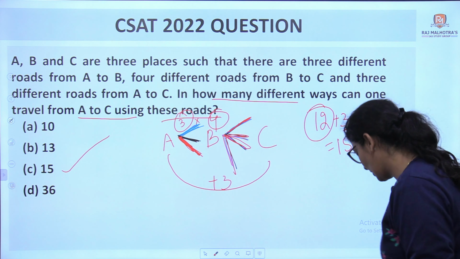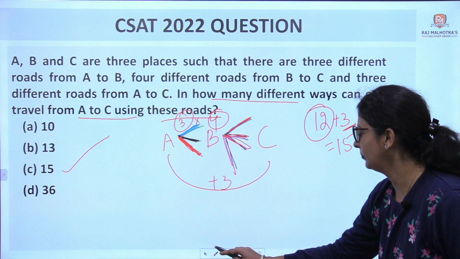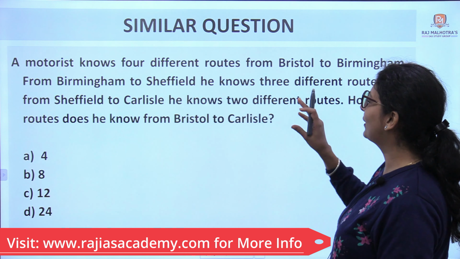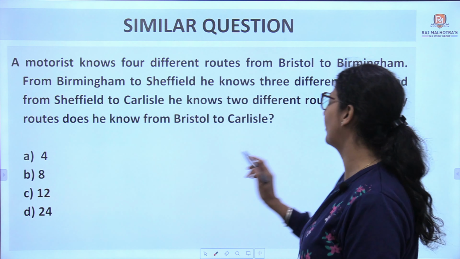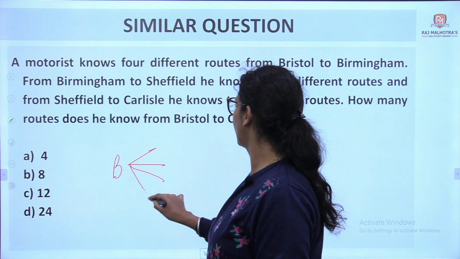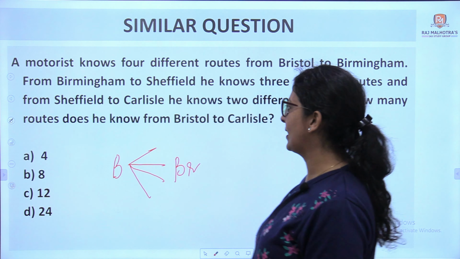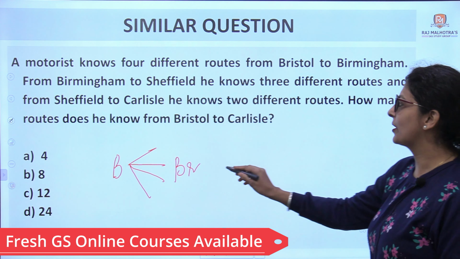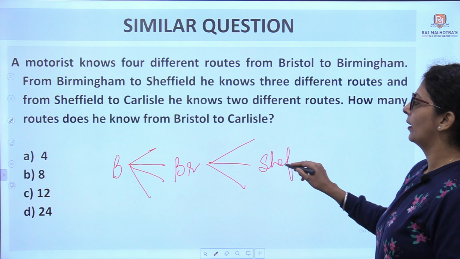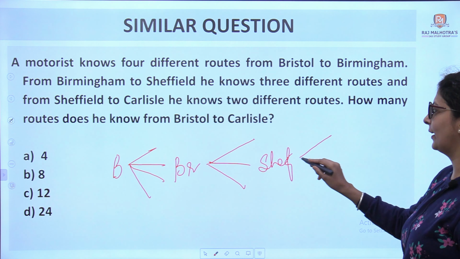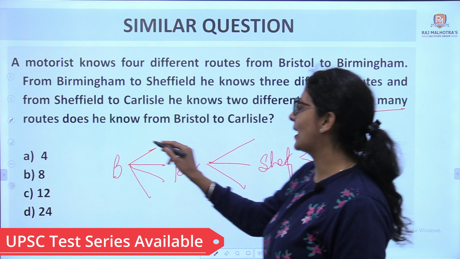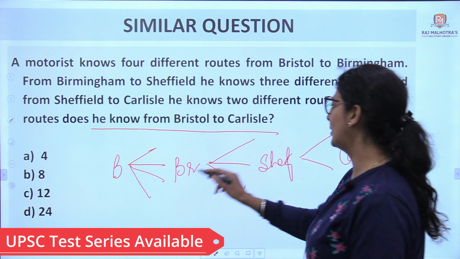Let's move to the next similar question. The question is, a motorist knows 4 different roads from Bristol to Birmingham. From Birmingham to Sheffield, he knows 3 different ways. And from Sheffield to Carsley, he knows 2 different ways. How many routes does he know from Bristol to Carsley?